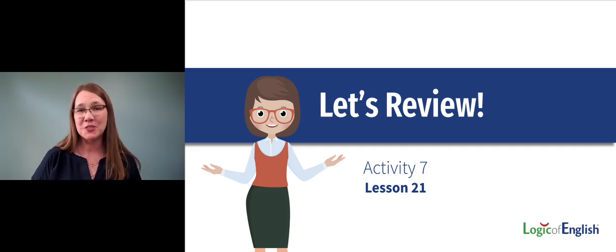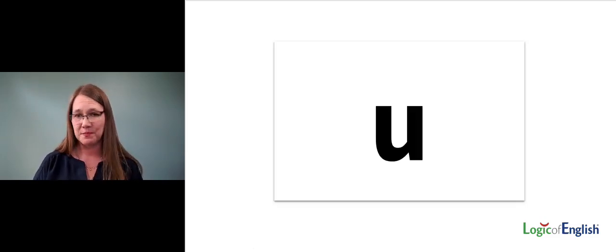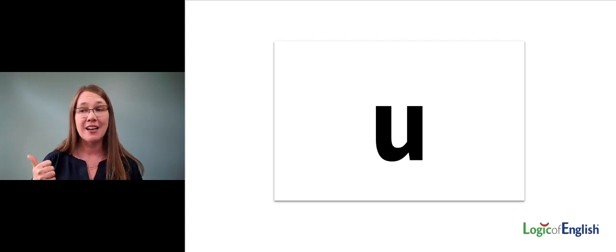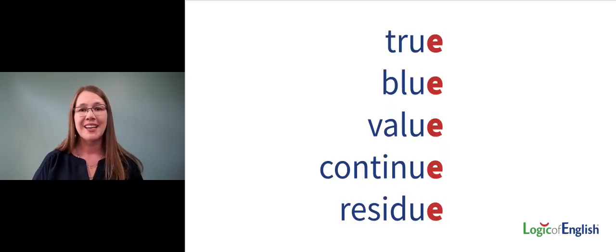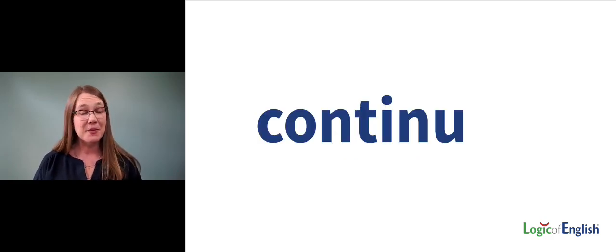Let's review what you learned by teaching Lesson 21. In Lesson 21, all students, you will have reviewed that this says 4 sounds, u, u, and you will have reviewed that u, u, has 2 long sounds, u and u. In addition, you will have learned why these words, true, blue, value, continue, and residue, each have a silent final E. That's because English words do not end in U.